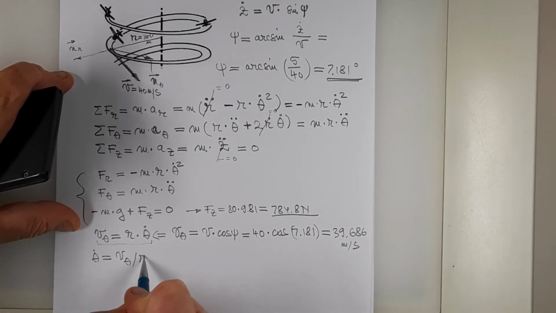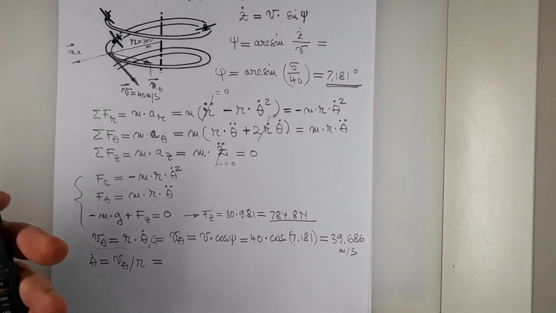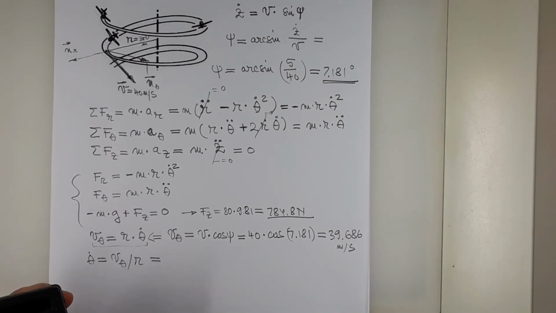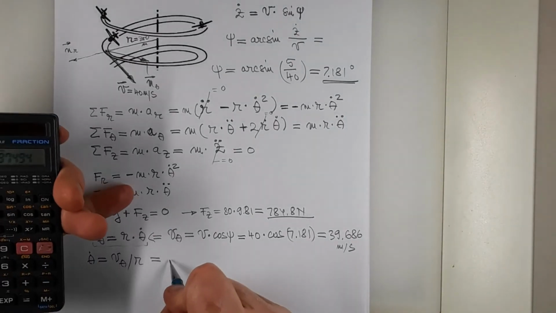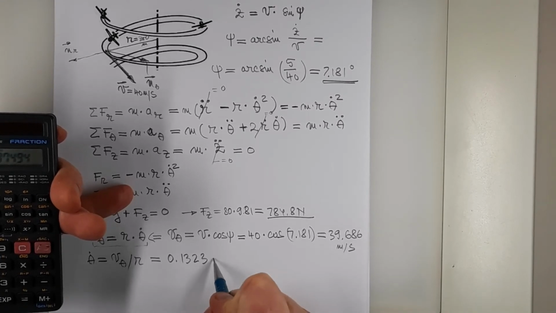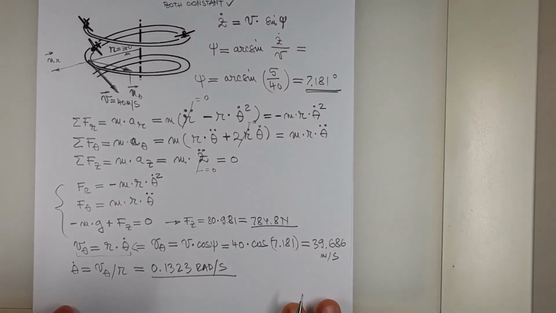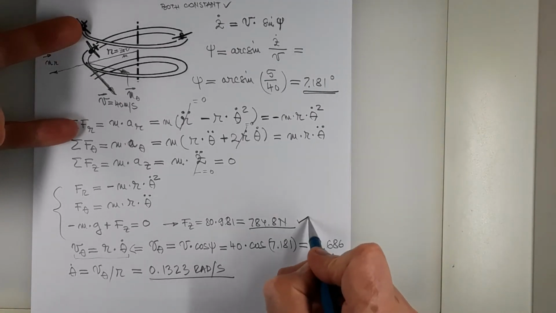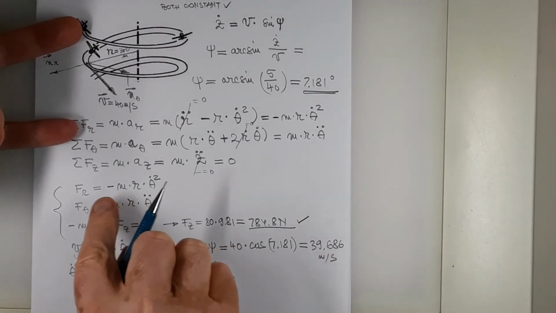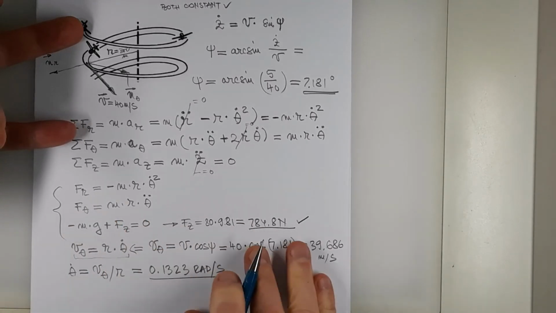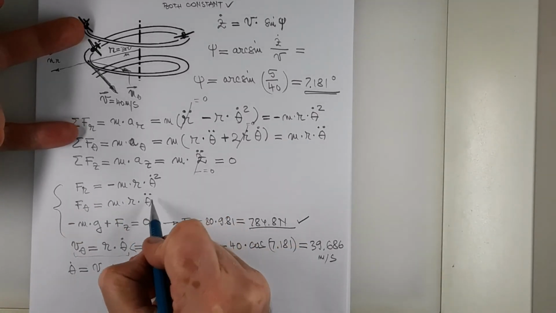Okay, so back to the original equation, we can get theta dot as velocity v theta over r. So I have v theta, I divide by r, 300, and this is 0.1323 radians per second. Okay, so this is enough to calculate the reaction from the seat in the radial and in the transverse direction.